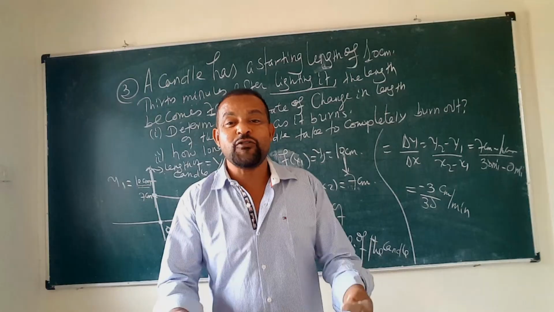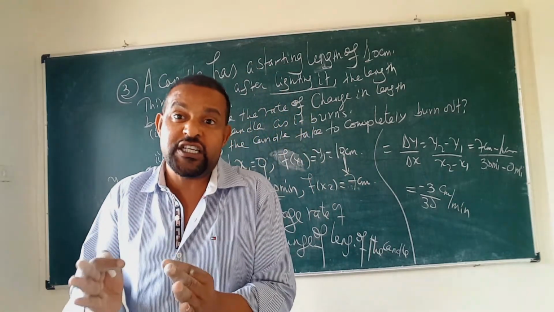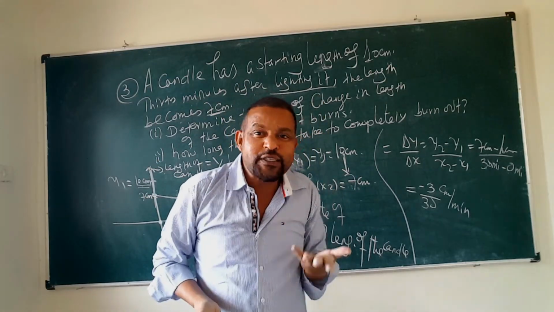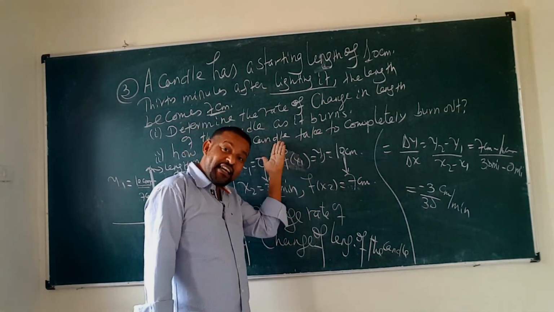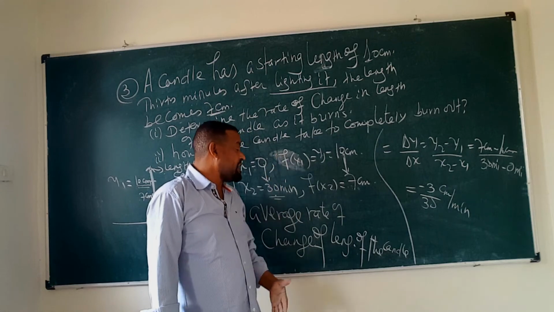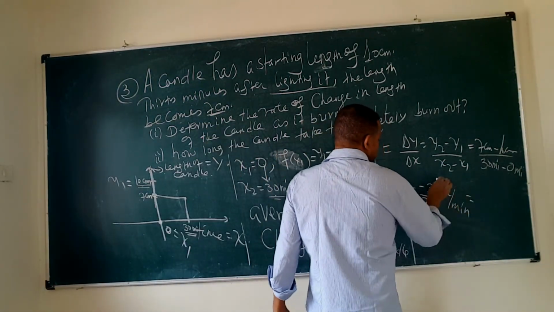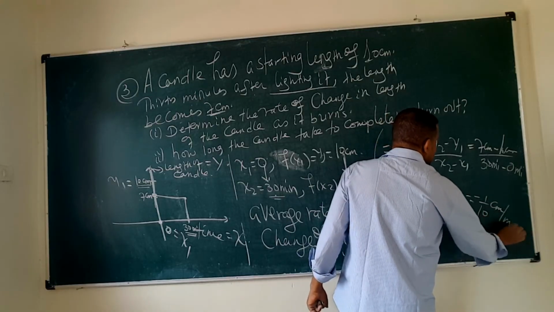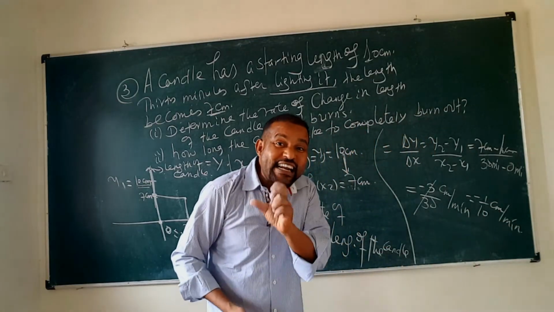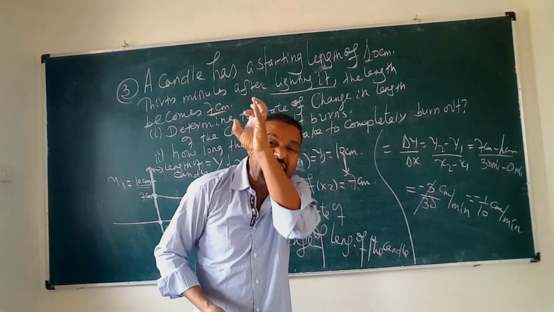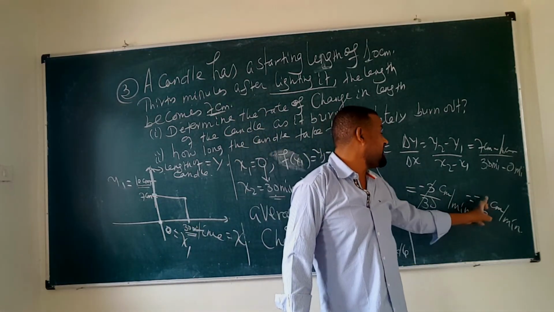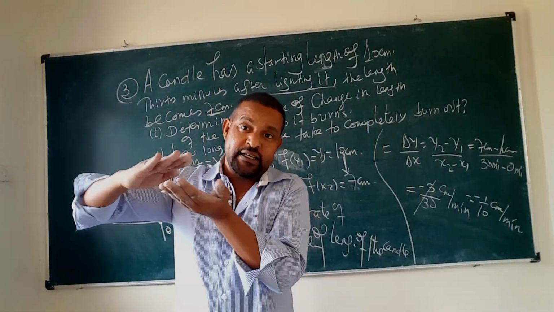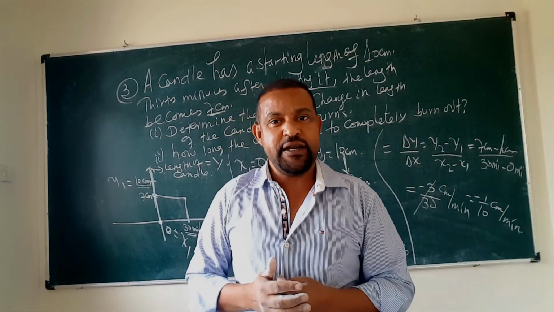ልብ አድርጉ። አሁን what is the unit of the rate of change ምን ብለናል? The unit of the rate of change is output unit per input unit. What's our output? Our output is the length of the candle, right? And our input is what? Time. So negative 3 over 30, that is negative 1 over 10 centimeter per minute. ስለዚህ the rate of change of length of the candle is negative 1 over 10 centimeter per minute. This negative shows that ልክ እየቀለጠ ሲሄድ እየቀነሰ ስለሚሄድ, good.